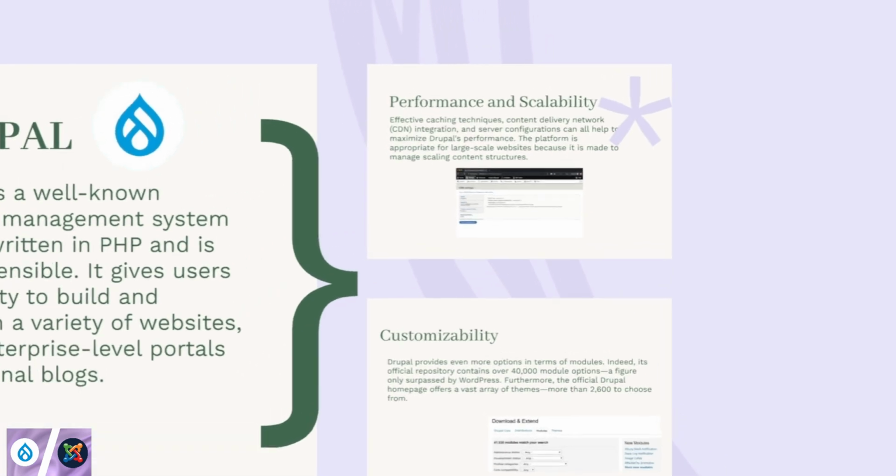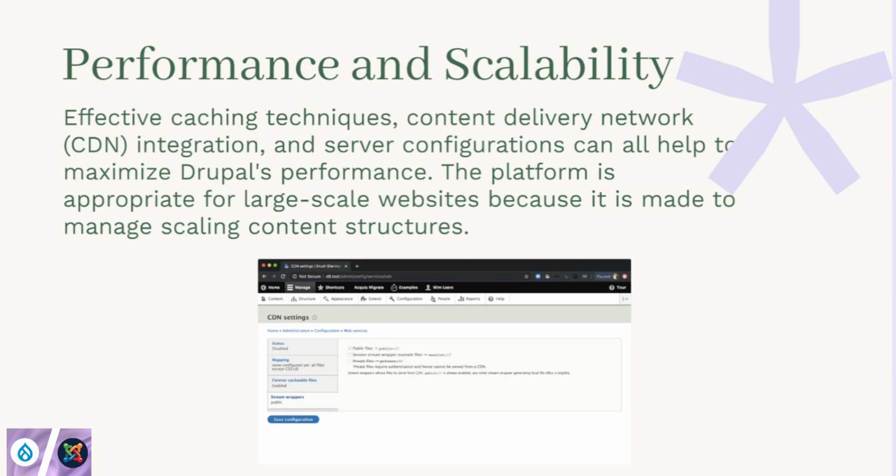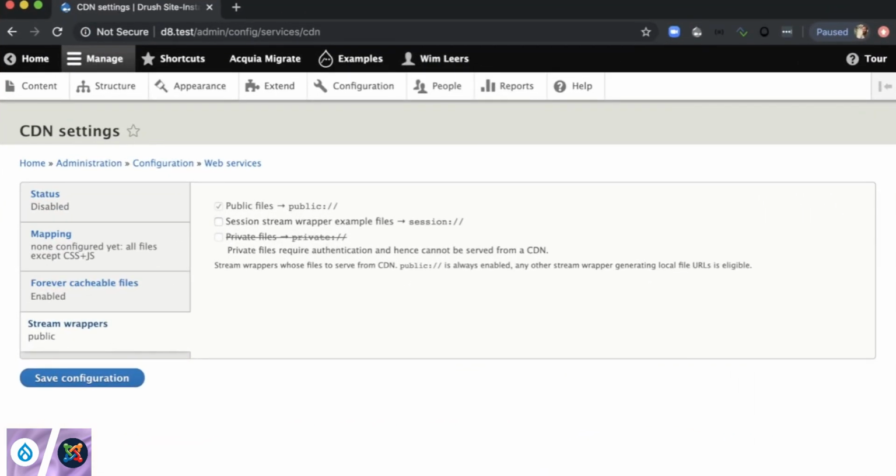Starting with the performance and scalability. Effective caching techniques, content delivery network (CDN) integration, and server configurations can all help to maximize Drupal's performance. The platform is appropriate for large-scale websites because it is made to manage scaling content structures. Drupal performs well in situations where scalability and content management requirements are critical.